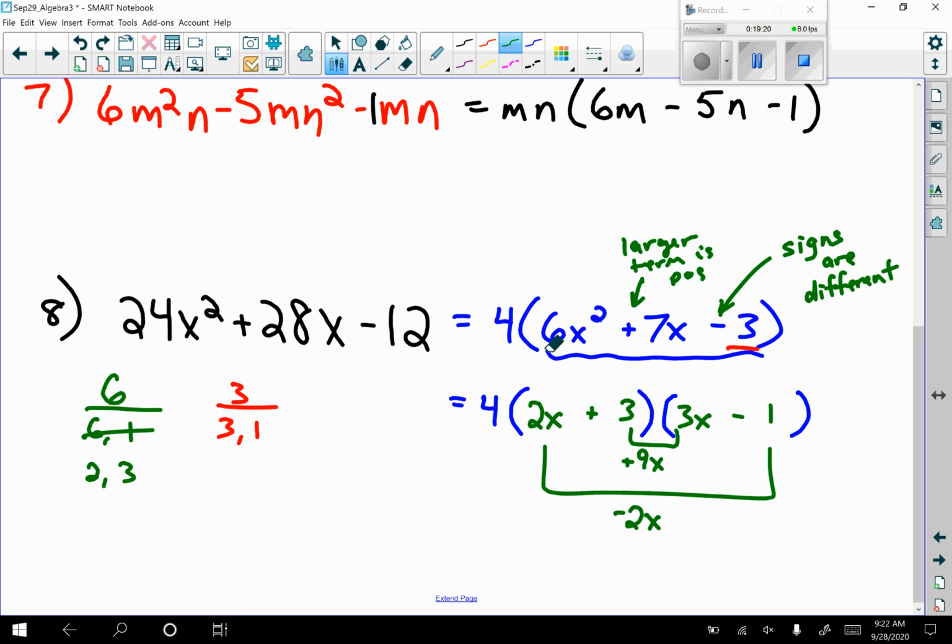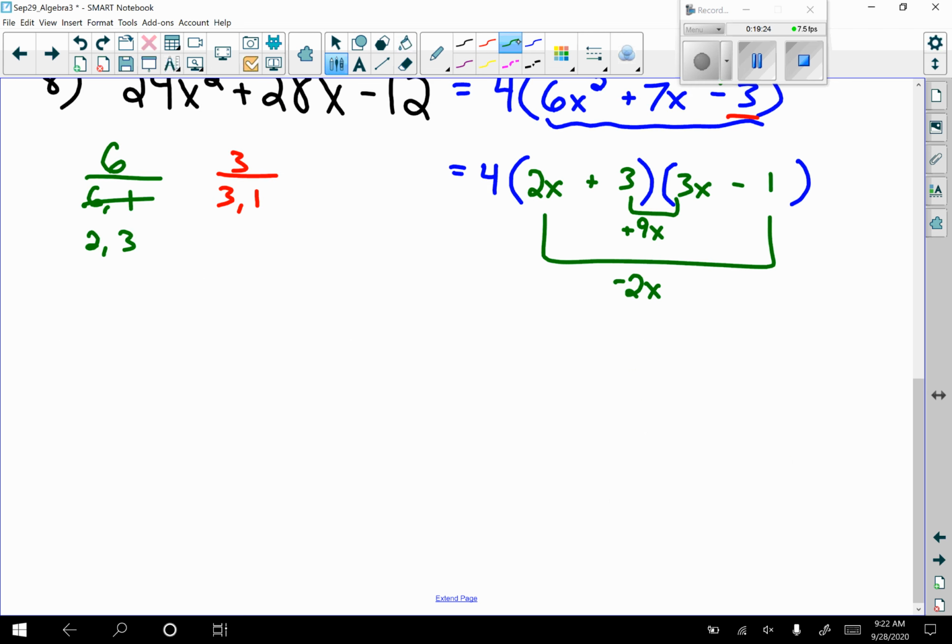2x times 3x will give me 6x squared first. 3 times negative 1 will give me my minus 3 at the end. So just to rewrite this so it looks a little nicer, our factors are 4, the quantity 2x plus 3, and the quantity 3x minus 1.